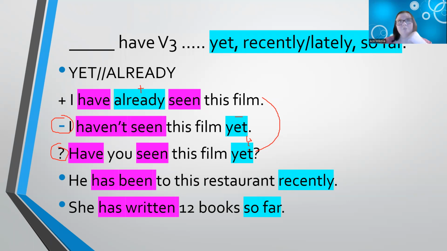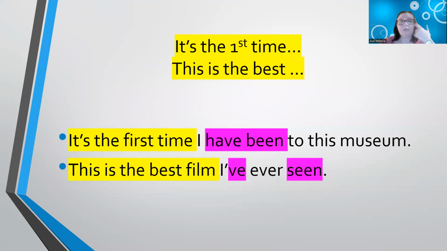So, yet, recently, lately, so far, we use in present perfect. We put them at the end of the sentence: yet, recently, lately, so far. One more portion of words, I would say sentences.